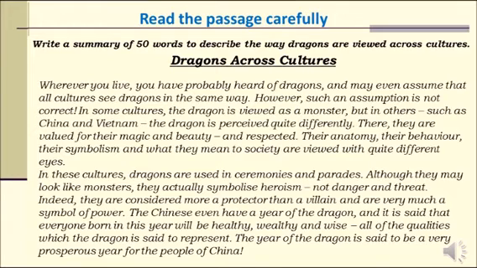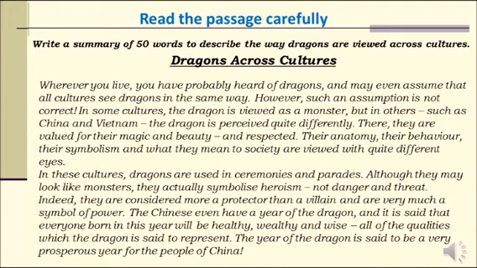Now look at the screen, all of you. Read the passage carefully. Write a summary of 50 words to describe the way dragons are viewed across cultures. So first and foremost, read the question. What is the question talking about? It is asking you to describe the ways dragons are viewed across cultures. Now let's start reading the passage.